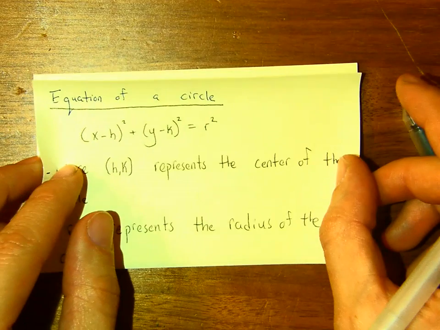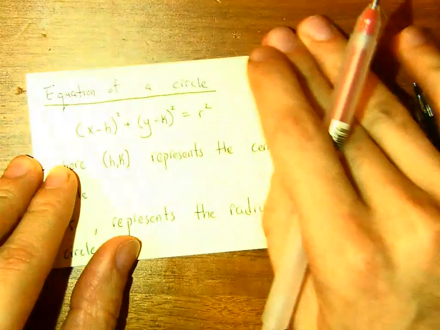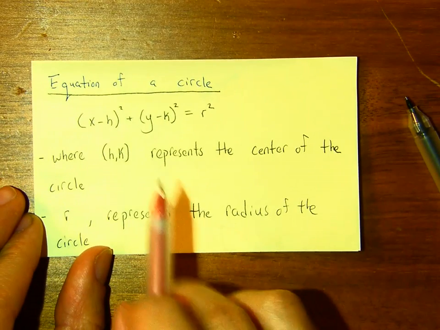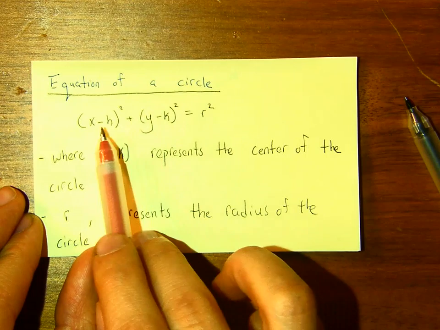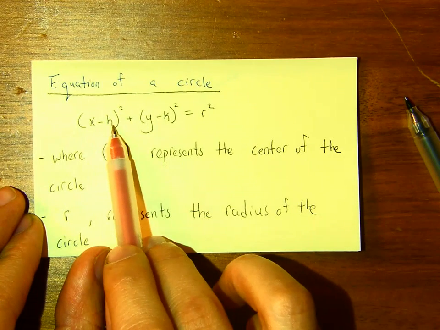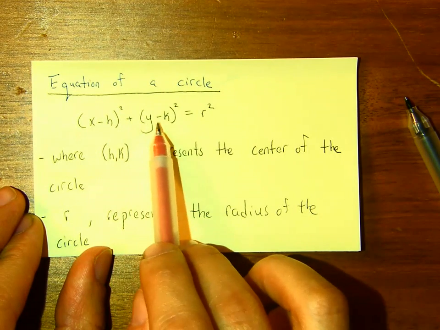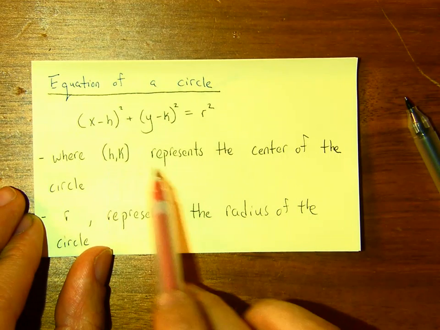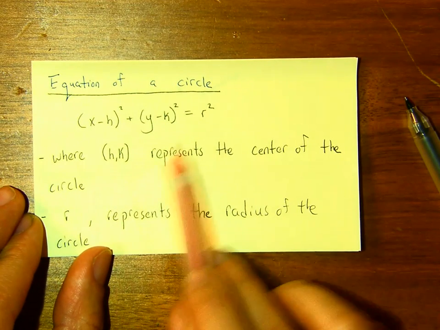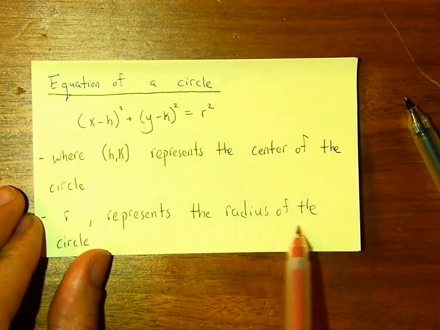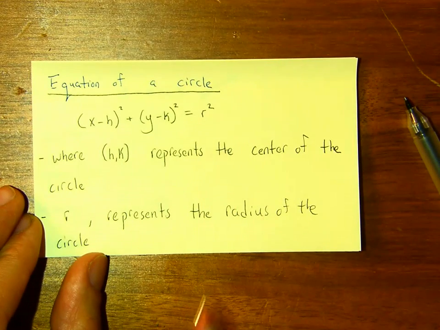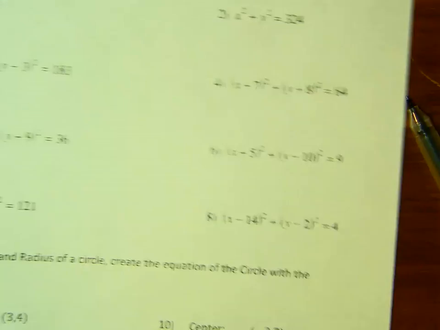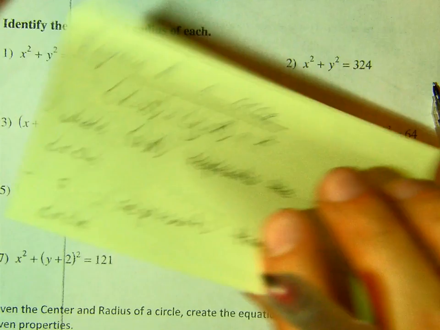Now this looks like a lot, but it's not that bad. So what I want you to do is just take a second and write it down. Here it says the equation of a circle is equal to x minus h squared plus y minus k squared equals r squared, where h, k represents the center of the circle and this r represents the radius of the circle. So write that down. Now that you have that, let's take a look at this part of the lesson over here.